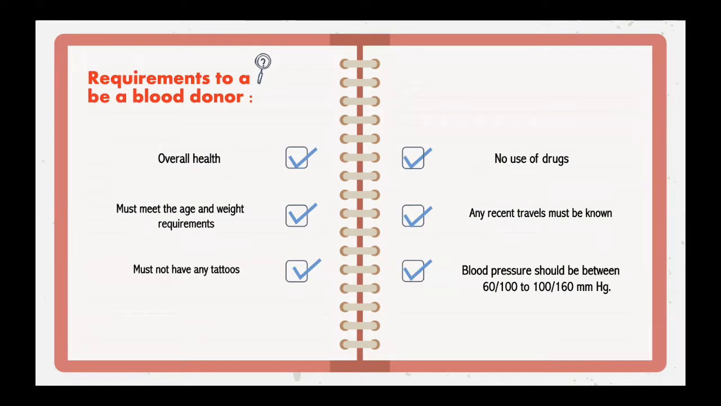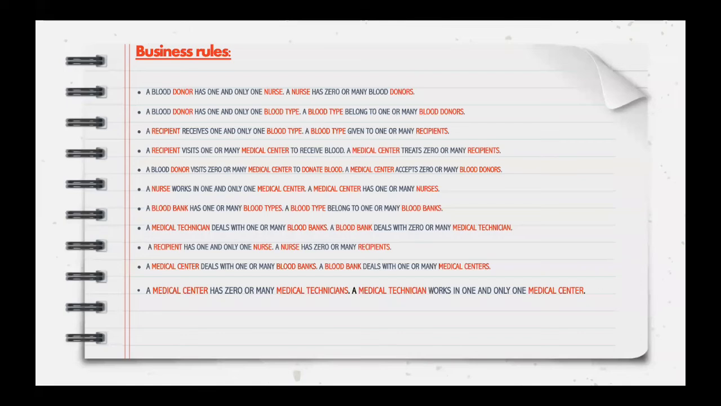And now, my colleague Saeed is going to explain the business rules of the project. Thanks, Majid. The following slide contains business rules of the blood donor ERD. That includes donors, nurses, recipients, and etc. And the business rules are: a blood donor has one and only one nurse. A nurse has 0 or many blood donors. A blood donor has one and only one blood type. A blood type belongs to one or many blood donors. A recipient receives one and only one blood type, a blood type given to one or many recipients.